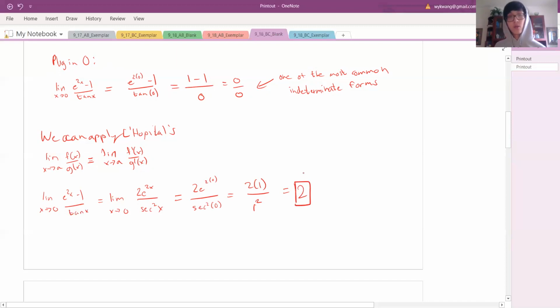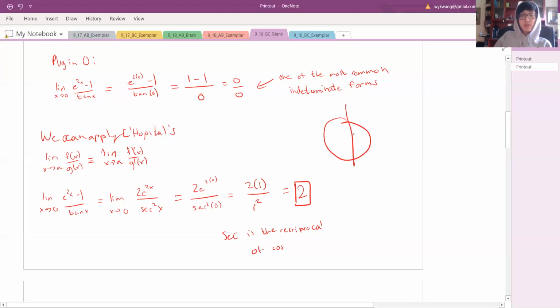Now, I think what might be confusing here is the denominator, which is secant squared of 0. And just to give a quick refresher, secant is the reciprocal of cosine. How I remember all these things is just trying to memorize the unit circle again. The unit circle is like this, right?